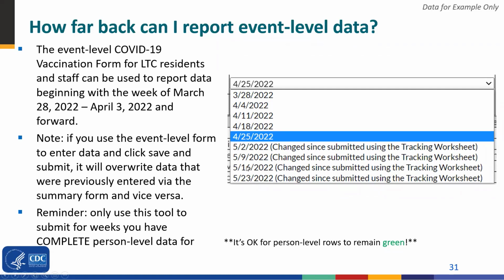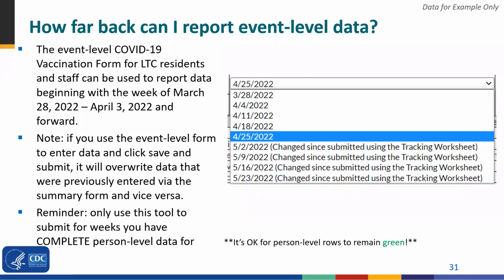But since she didn't start using the person level form for weeks before 5/16, it's not a good idea to use this tool to submit for weeks before 5/16, even if it says something like never submitted or changed since submitted, because the person level information might not be complete for those prior weeks if you didn't start tracking your person level information until 5/16.